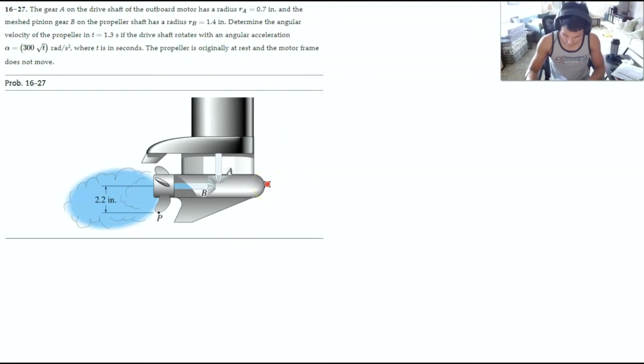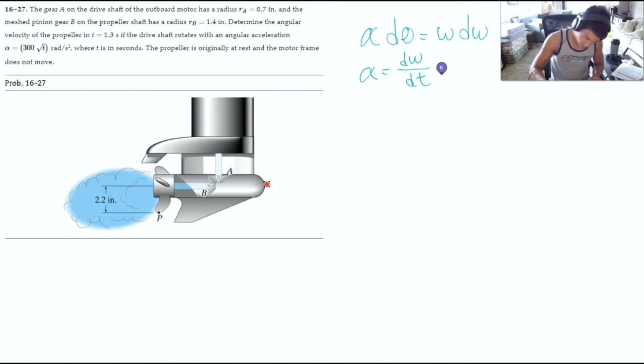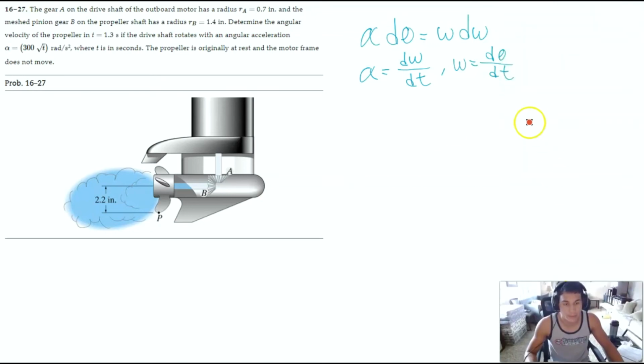Okay, so what we can use here is I'm just gonna write down a few relationships. We know that alpha dθ is equal to ω dω. Right, that's one of our relationships, and then I'll write down a few more. Again, we may not use all these, but this is just stuff we can start with. It's always good to try to write out your options before you start the problem, in my opinion. Okay, so we got all that, right?